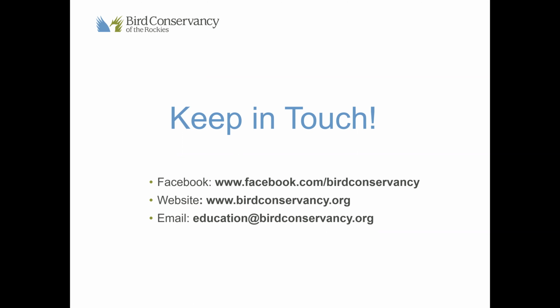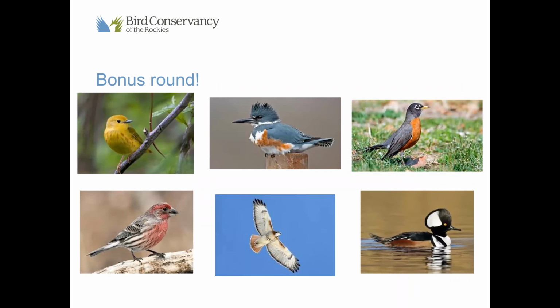Yeah, if we go back to that bonus round, that was a house finch that I had on there as well. So for the bonus round birds, I'll answer that question. The first one on the upper left is a yellow warbler. Yellow warblers are migrants that will migrate through North America and they'll stick around. The one to the right of that is a belted kingfisher.